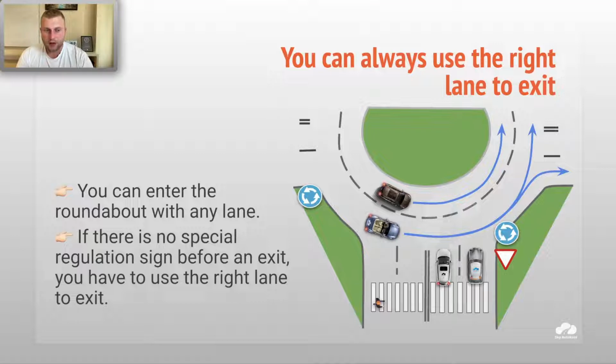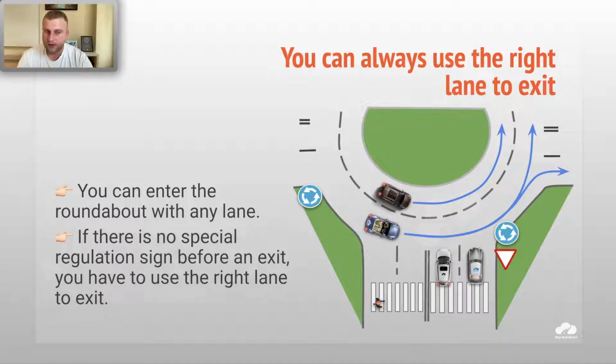So some other things we should consider when we are driving on the roundabouts. You can enter the roundabout with any lane, obviously. So we can choose left or right, but usually it's more comfortable, for example, if you need third or fourth exit, to enter with the left lane. If you need first or second, it's better to enter with the right lane. It's easier for you because then you don't have to change anything.